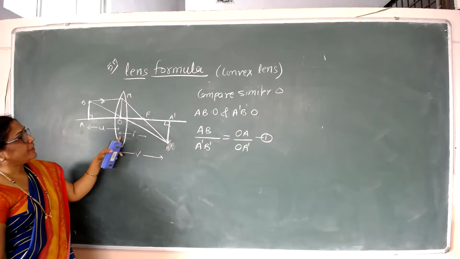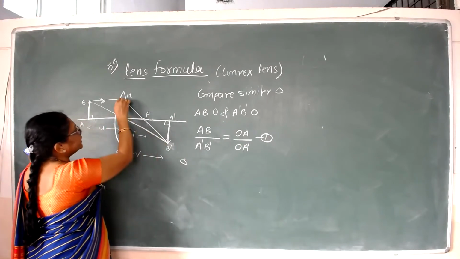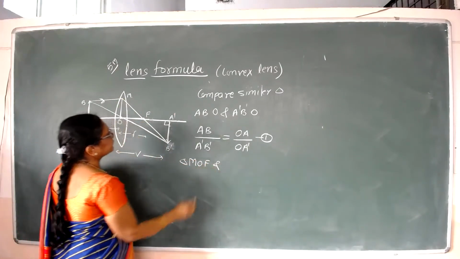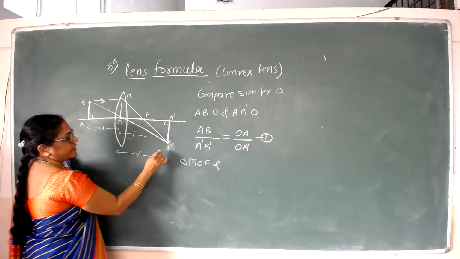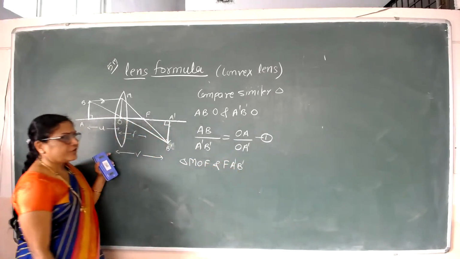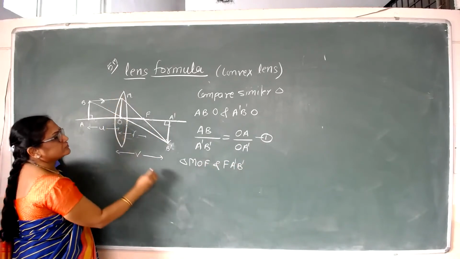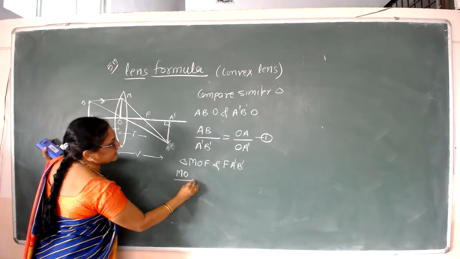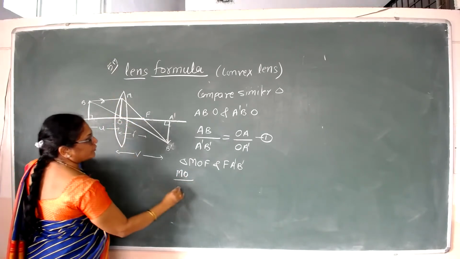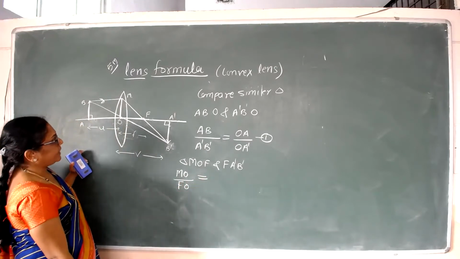Then again compare the other two similar triangles, that is, MOF and FA dash B dash. So again when we compare the two triangles, compare the similar sides: MO divided by FO is equal to A dash B dash divided by FA dash.